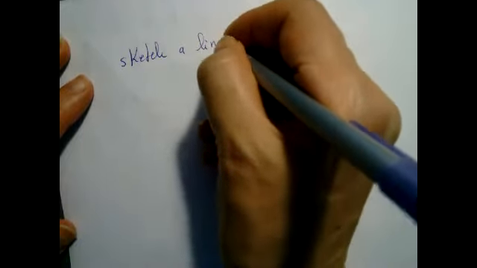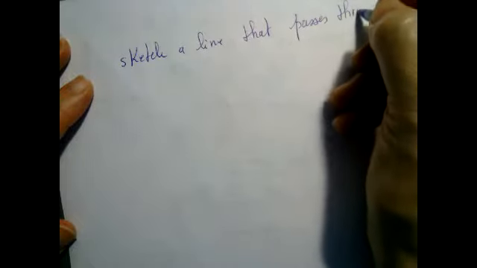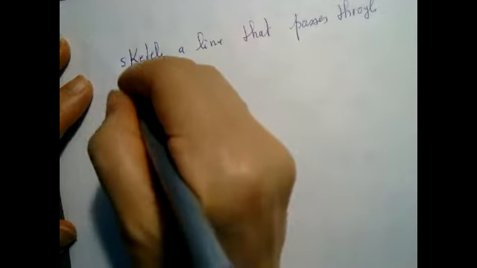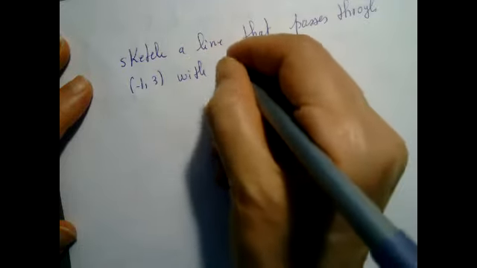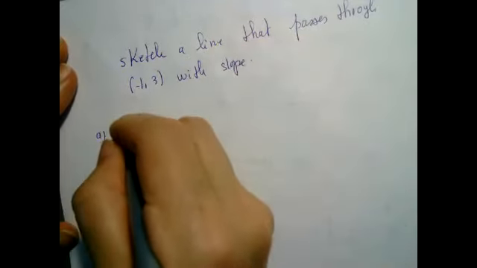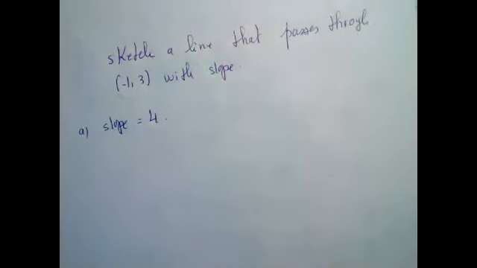Before we talk about the equation of a line, I'm going to ask you a simple question. Sketch a line that passes through the following point, the point (-1, 3), and with the following slope: slope equal to 4. Is it an easy or a hard question I'm asking you?